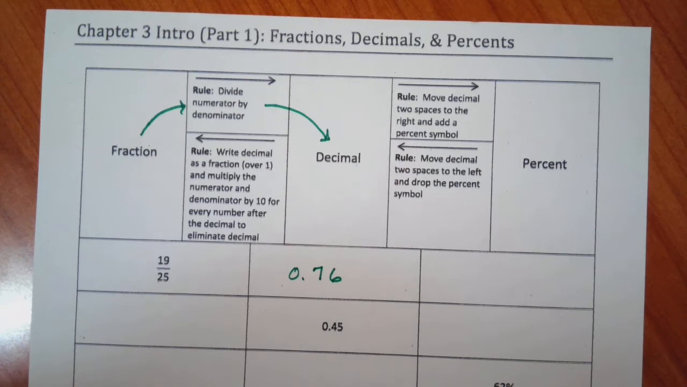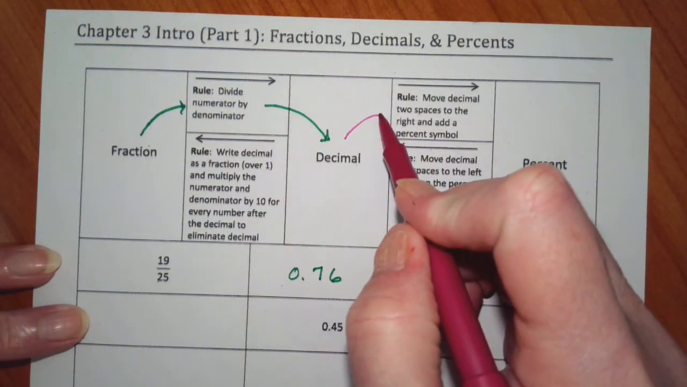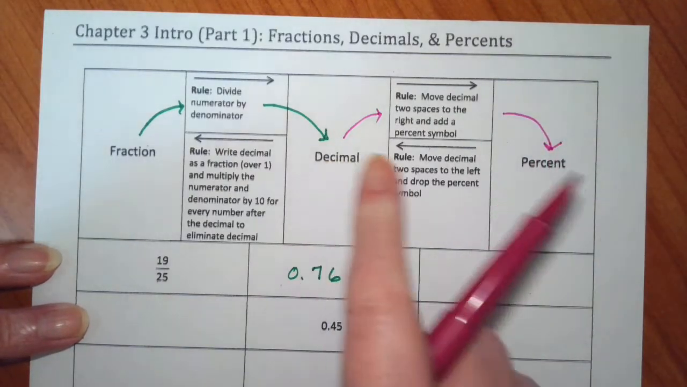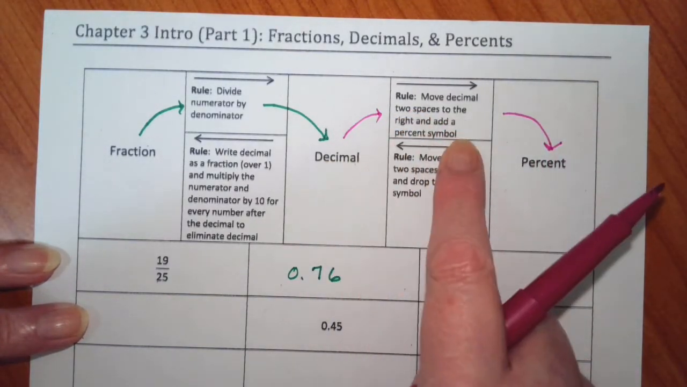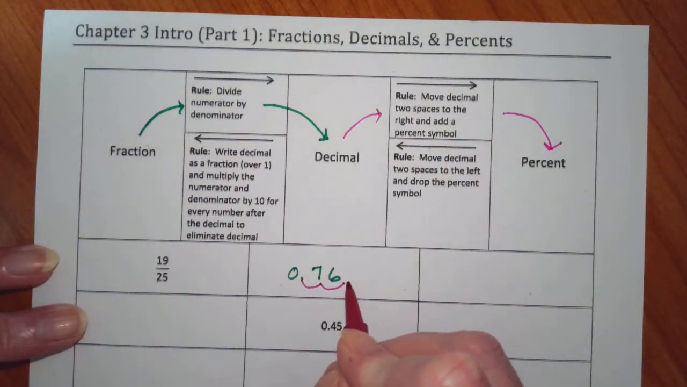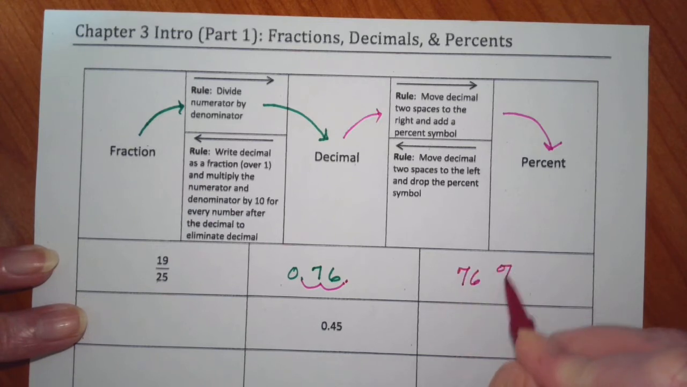Then to get from a decimal to a percent, I follow this rule here. I move the decimal 2 places to the right and add a symbol. So I move this 2 places to the right, so that becomes 76, and I change it to a percent.